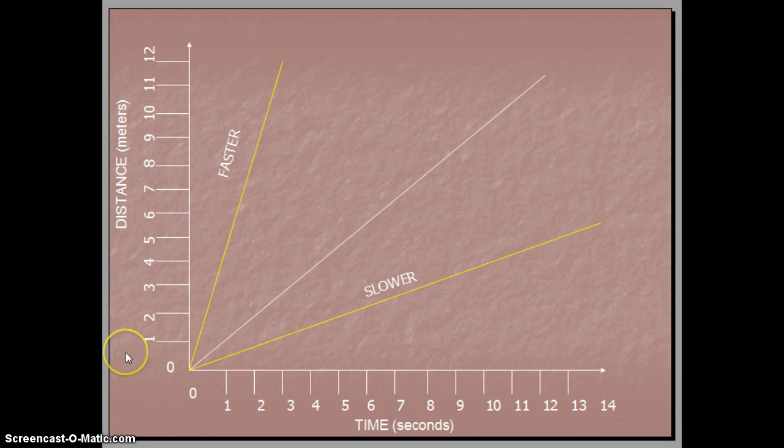Now, depending on the slope of your line, you can determine if your object is going fast or slow. So for example, this object here is traveling at a constant speed because it's a straight line, but it has a much steeper slope than this object over here, which again is traveling at a constant speed, but because the slope is not so steep, it is traveling slower.